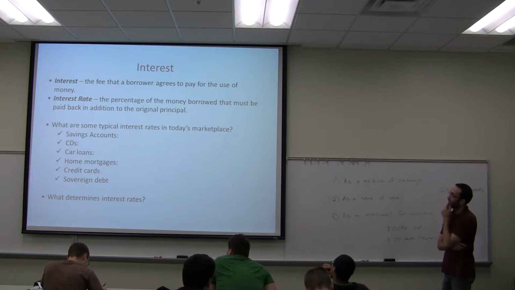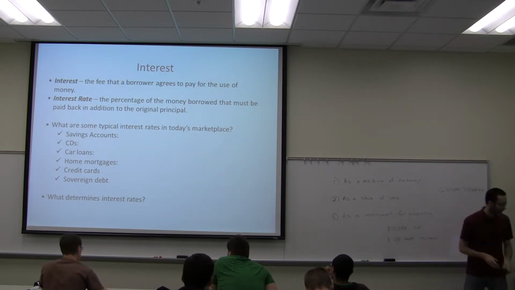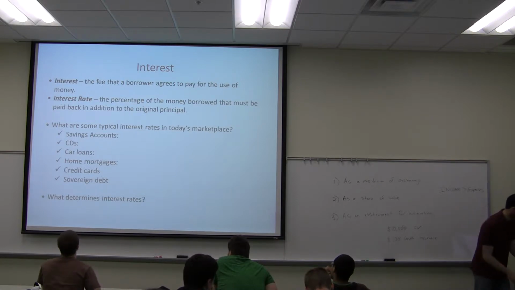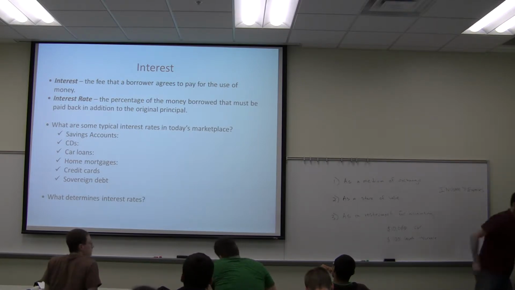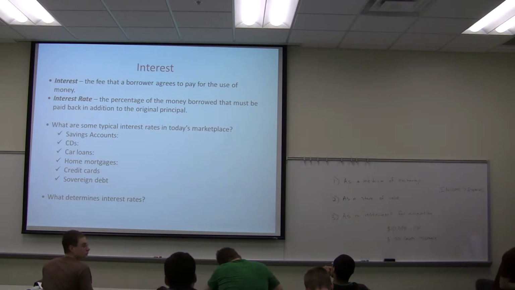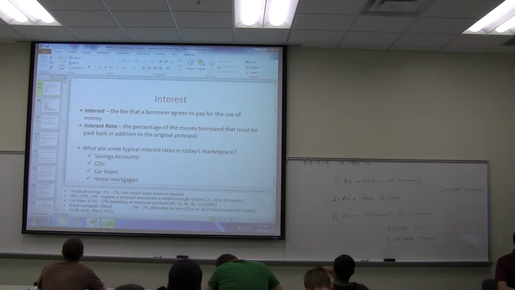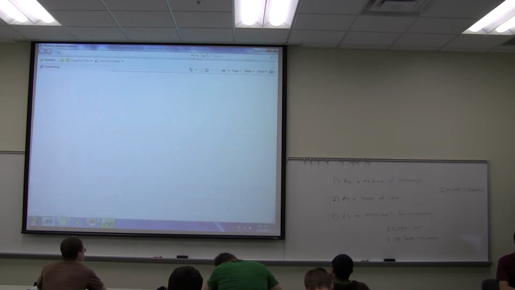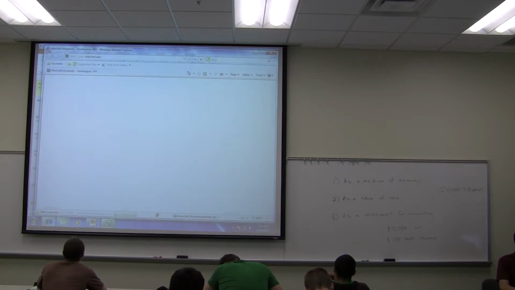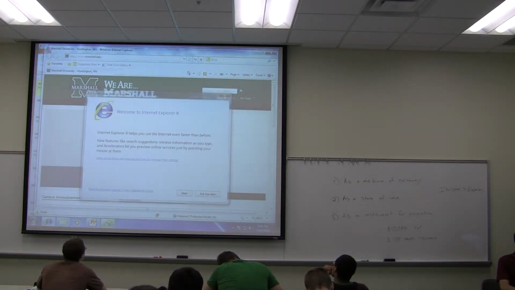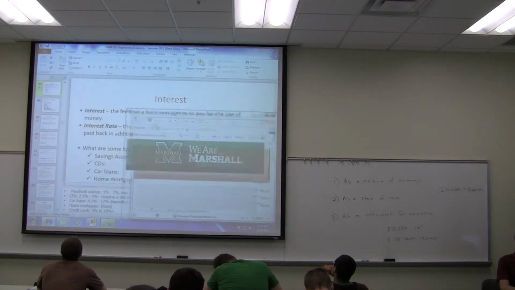There are a lot of different types of interest rates out there, and let's look up some of them online just to get a sense for what the typical rates are these days. There's a website I like to look at called Bankrate that we'll be able to use on some of these. So the first thing we're going to look up is interest rates on a savings account.